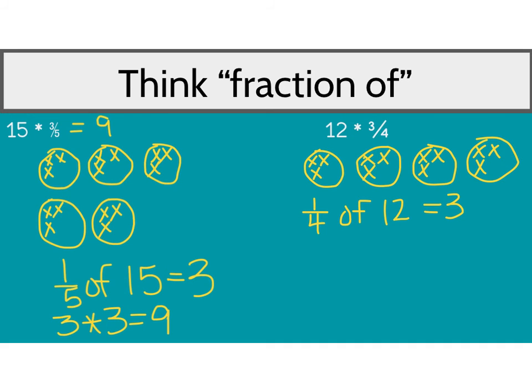So 1/4 of 12 is equal to 3, and the numerator in our fraction is 3. So we want 3/4, not 1/4. So we're going to take this times 3, which equals 9. So 12 times 3/4 is also equal to 9.